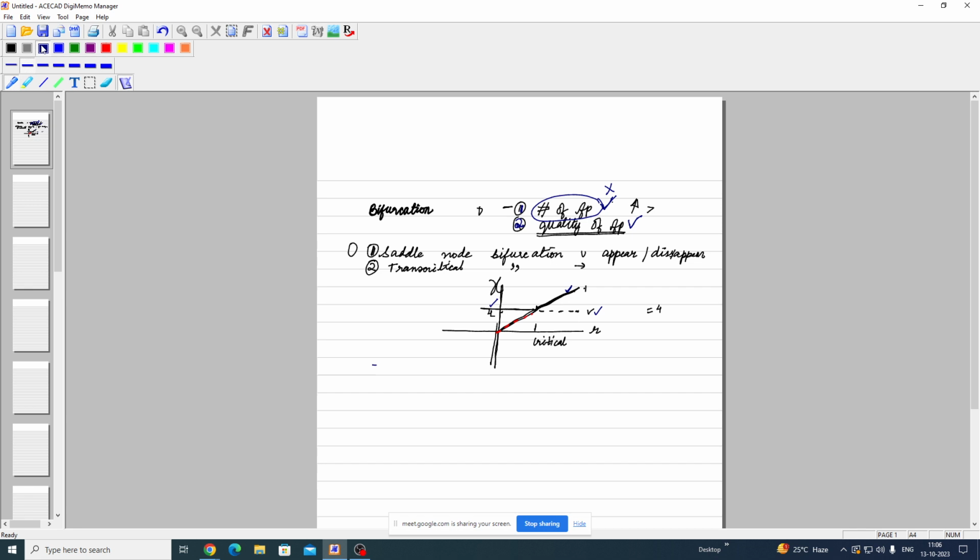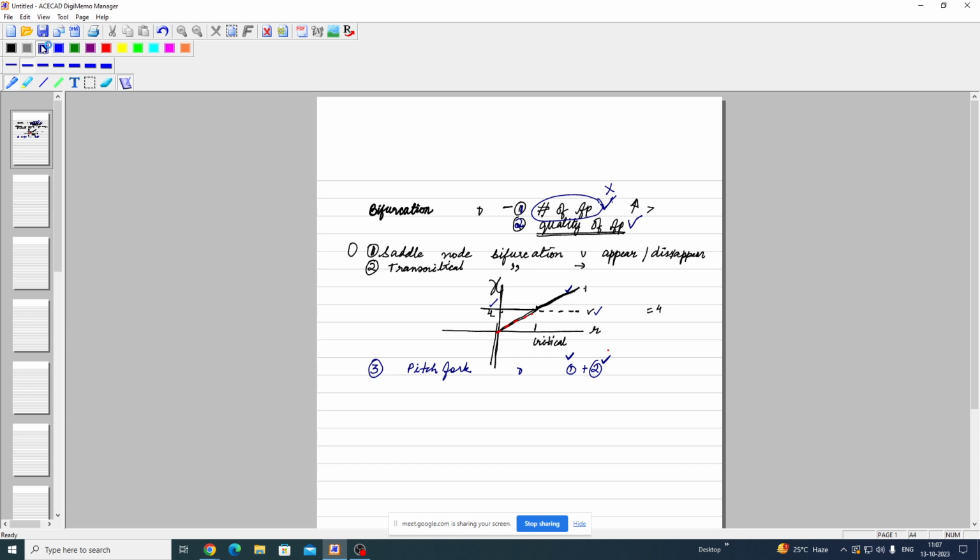We have another kind of bifurcation, which is pitchfork. Now pitchfork classically looks like a pitchfork, that's why it is called pitchfork bifurcation. But I like to think of pitchfork bifurcation as a summation of the first two kinds of bifurcation, which is, yes, new fixed points appear or disappear around the critical point, but also the quality of fixed points reverses.